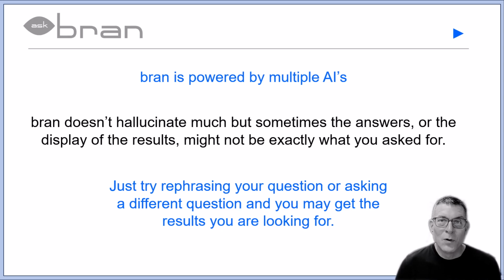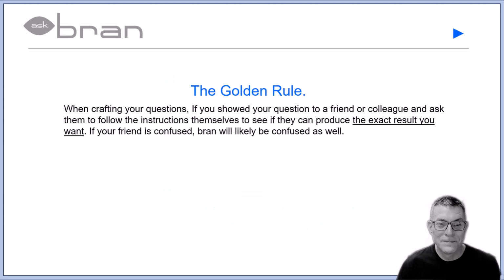Brand is powered by multiple AIs. It doesn't hallucinate much, but sometimes the answers that get displayed might not match exactly with what you were hoping to get. Just try rephrasing your question or rewriting your question, and you'll probably get what you're looking for. The golden rule: if you type a question into Brand, and if you took that question and showed it to one of your colleagues, would they be able to answer that question exactly how you want? If not, Brand probably won't be able to do it either.